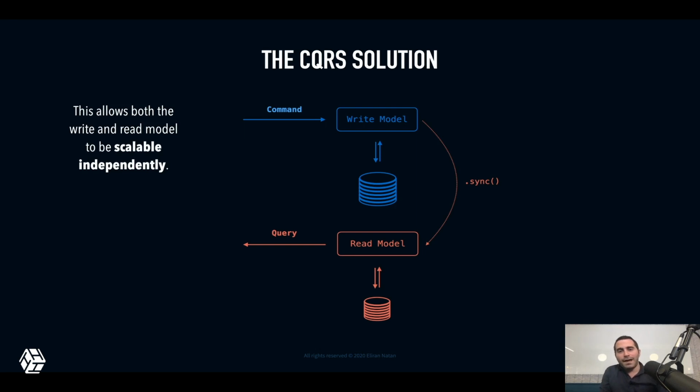Now, what do we gain when we split our data model in that way? We gain independence and freedom. Now we can model our write model the way we feel like, and model our read model in a way that is the most suitable for answering the queries that we want to answer. So we break the trade-off by splitting the database.